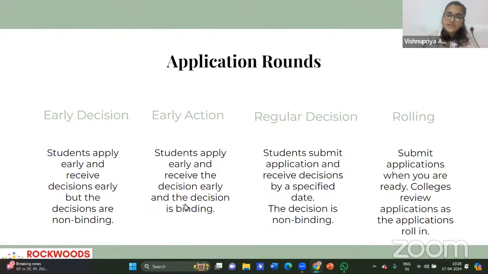Say I apply early decision or early action. That means by November 15th or something, my application should be sent to the university. And then in December, I receive the decision on a specific date. They say early December, first week of December, mid December, last week of December. These are the kinds of dates they give. That means on a specific date your application result will come out. But with rolling application, you don't have a specific date. As the applications come in, they give you the decisions. That is how these rounds go on.